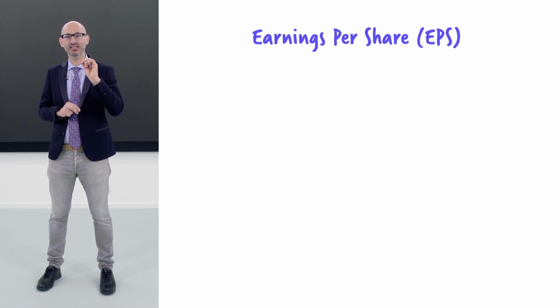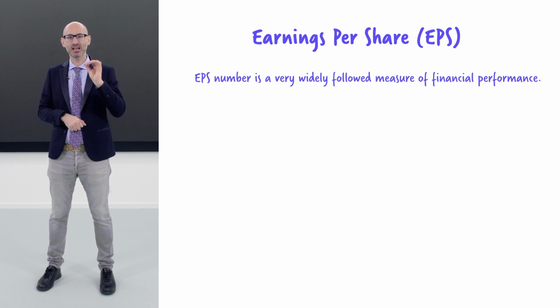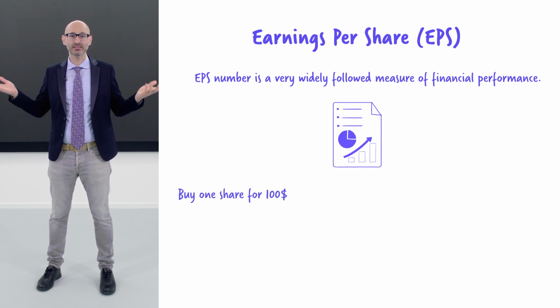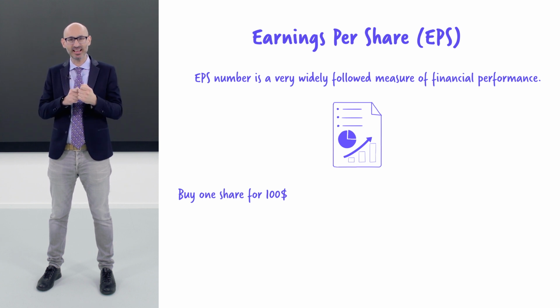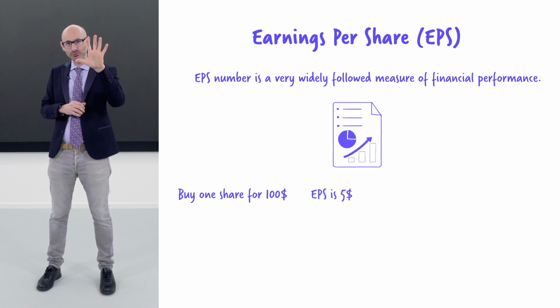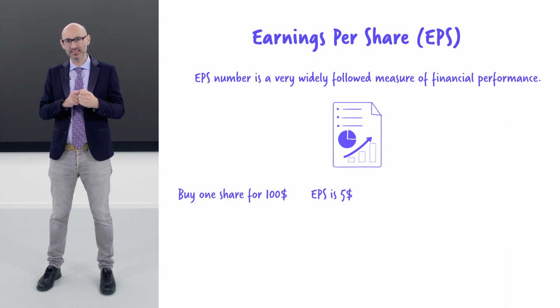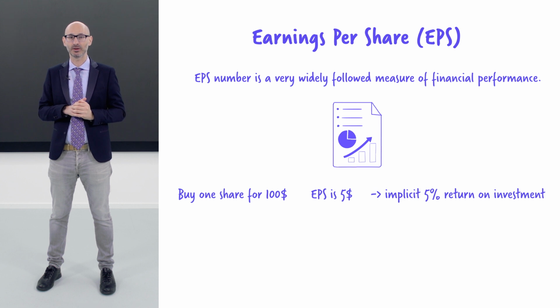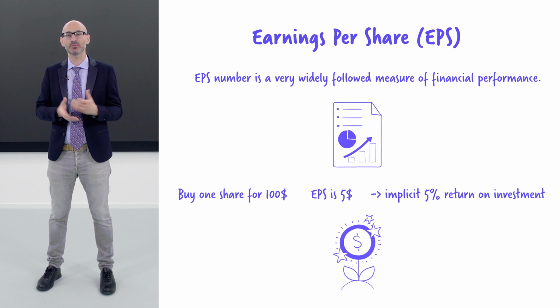One final important topic on equity is the concept of earnings per share. The EPS number is a very widely followed measure of financial performance. You buy one share for $100. Great. The easiest way to understand the accounting performance of that share is to look at the earnings per share number. In effect, if the EPS is 5, then for the $100 that you paid, you made an implicit 5% return on your investment. So the EPS number is the easiest way to judge the accounting success of an investment.